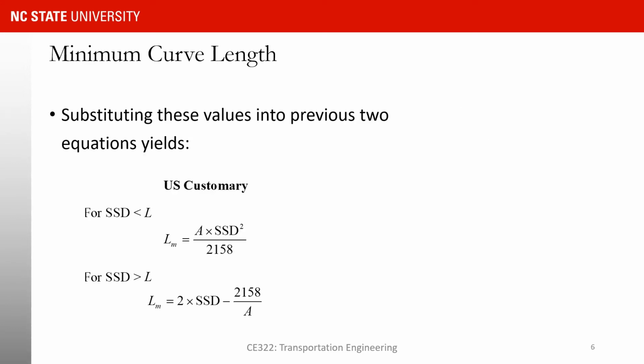So if you do so, the first equation, which was for the conditions that the length is more than the stopping sight distance, becomes Lm equal to A times stopping sight distance squared over 2158. And the other equation would be 2 times stopping sight distance minus 2158 over A. We can see that these equations now look much simpler and a lot more usable, at least to me.